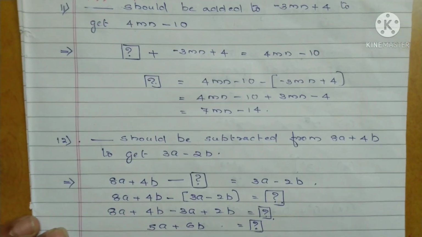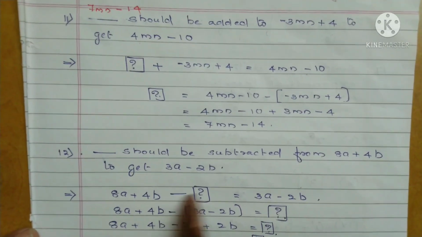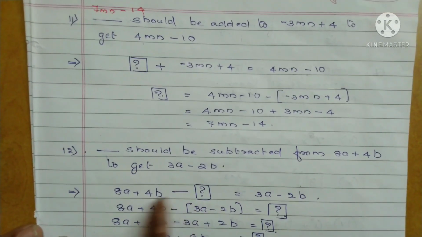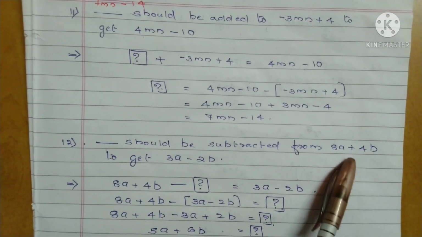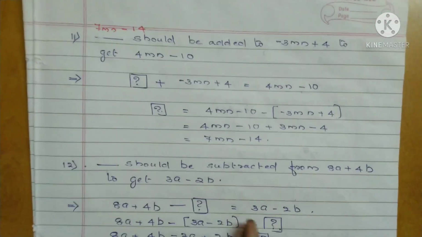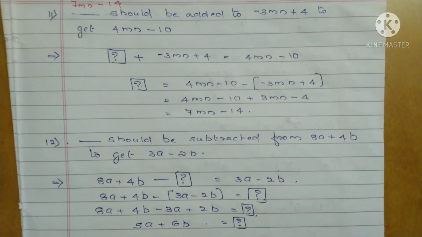Now, what should be subtracted from 8a + 4b to get 3a - 2b? So this will come first. This type of questions also we did.